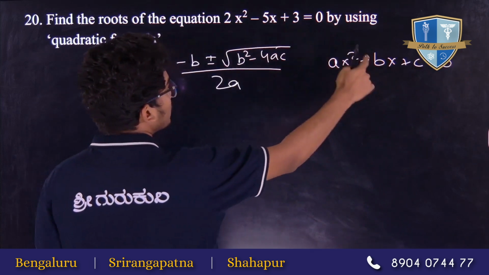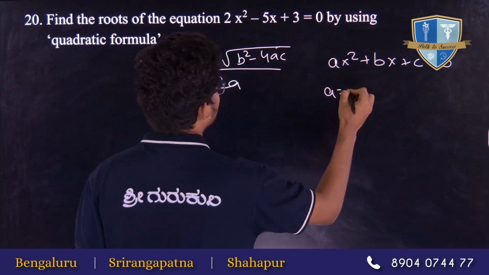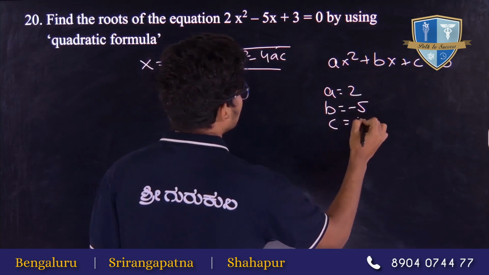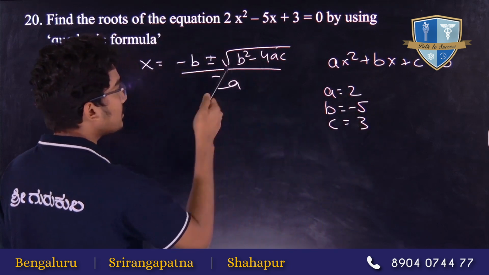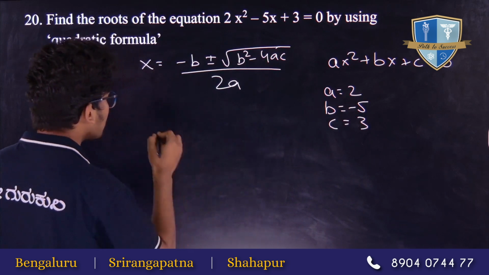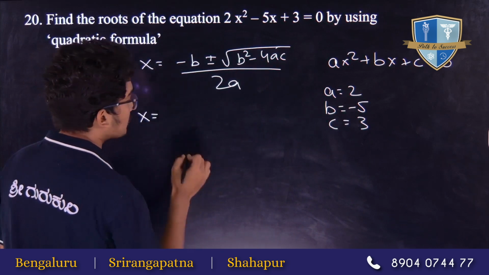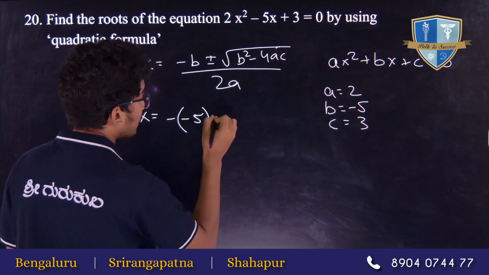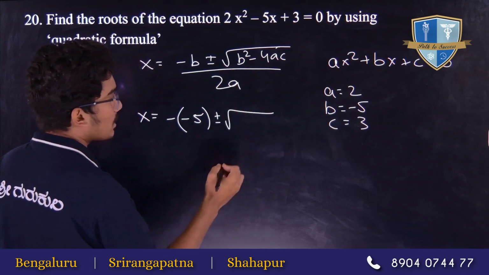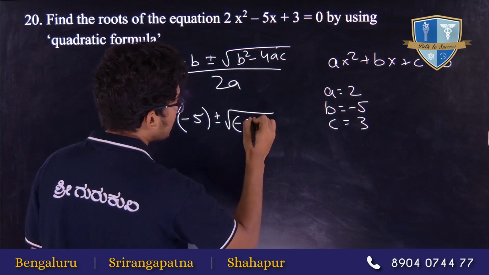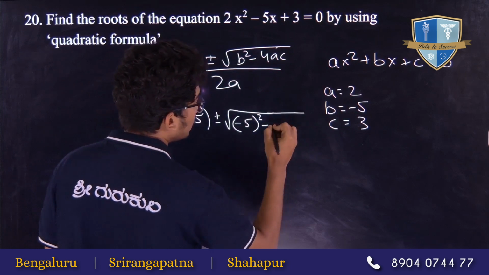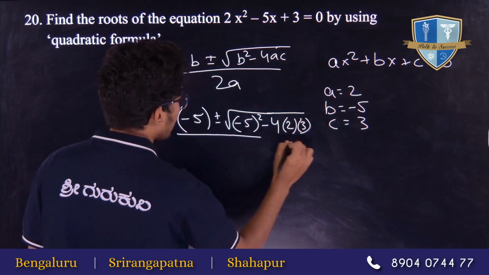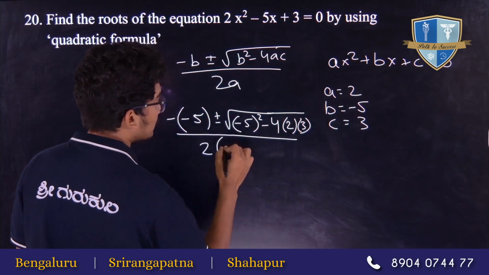So comparing these two equations, we can find a = 2, b = −5 and c = 3. Now we will put a, b and c in this quadratic formula, so we will find our values of x. So x = −b, and b is −5, ± √(b², that is (−5)² − 4 × a × c, a is 2 and c is 3), divided by 2 × a, and a is 2.